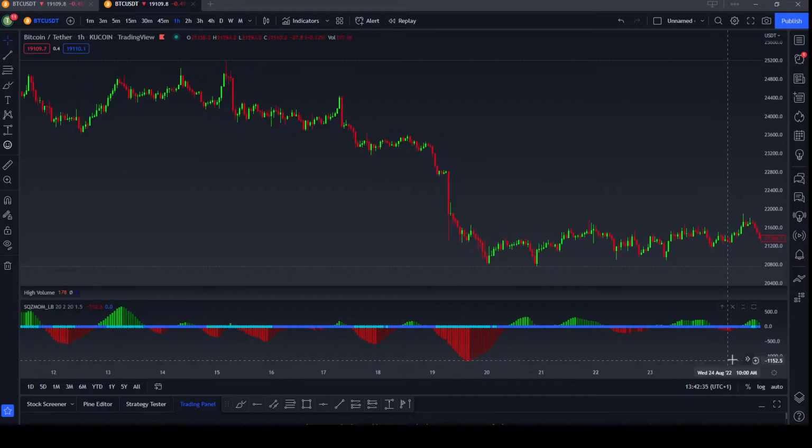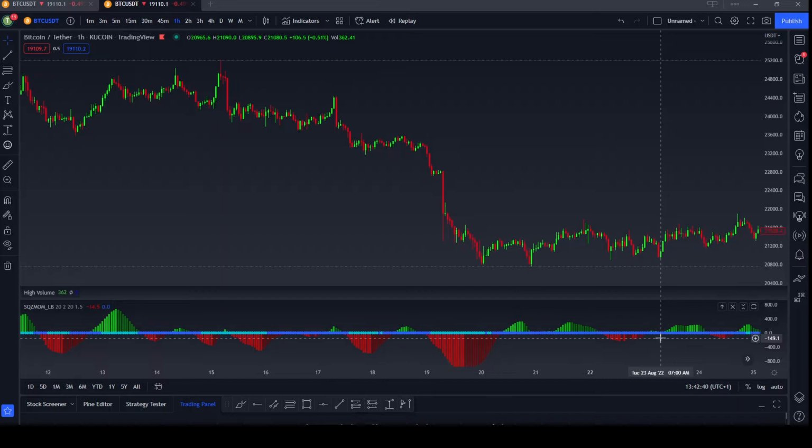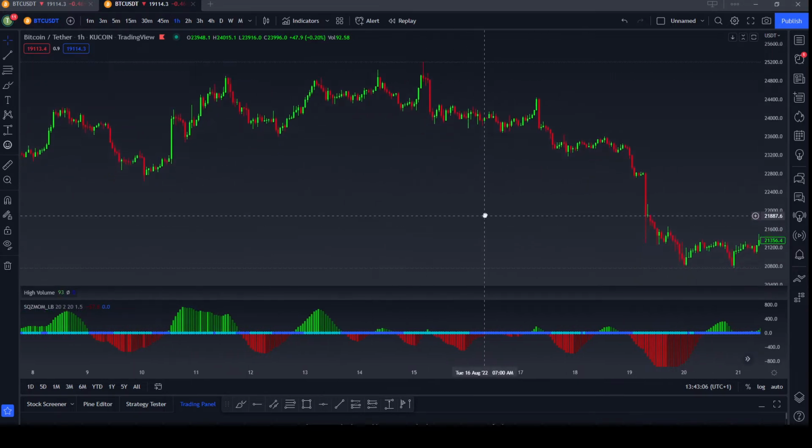Well, the squeeze momentum simply is an oscillating indicator, and we have two sides to the oscillator. We have the top side and we have the bottom side. Now, the momentum element is the light colored bars. So in this case, it's the light green or the light red, depending on what side of the oscillator we are. And then the squeeze is the dark side, so the dark green and the dark red, respectively.